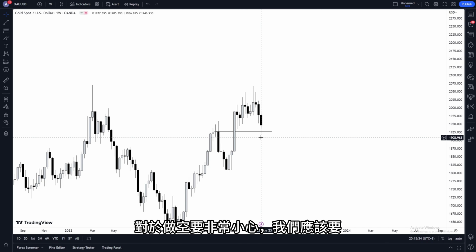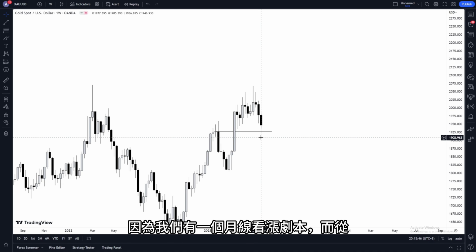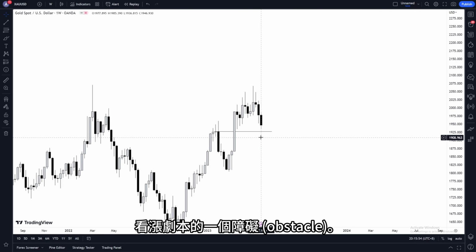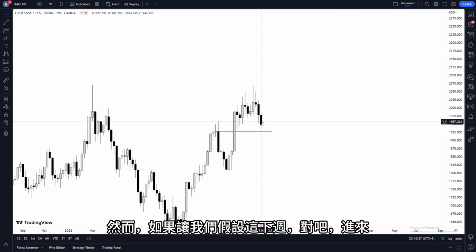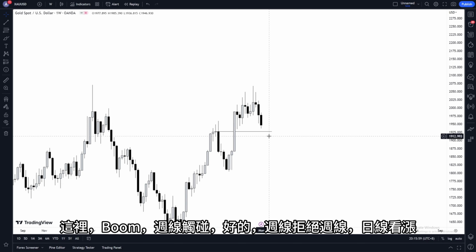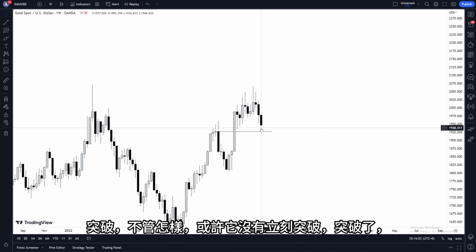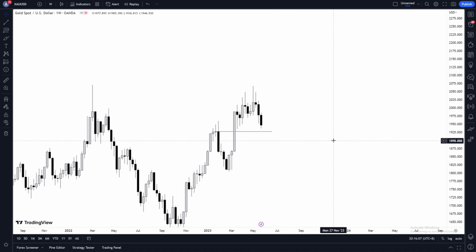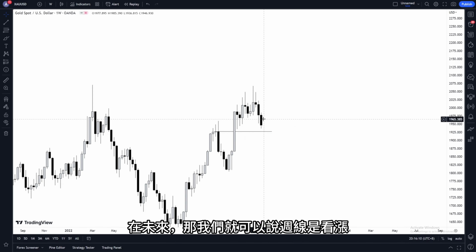And we should be very careful about sells from the daily. Taking sells from the weekly still has its reasons. Why? Because we have a monthly bullish storyline, and taking sells from the weekly, well, the weekly time frame is an obstacle to the monthly bullish storyline. However, let's assume this next week comes in here, boom, weekly taps, okay, weekly reject weekly, daily bullish breakout, whatever, or maybe it doesn't break out immediately, but breaks out in the process later in the future, then we can say the weekly is bullish storyline.